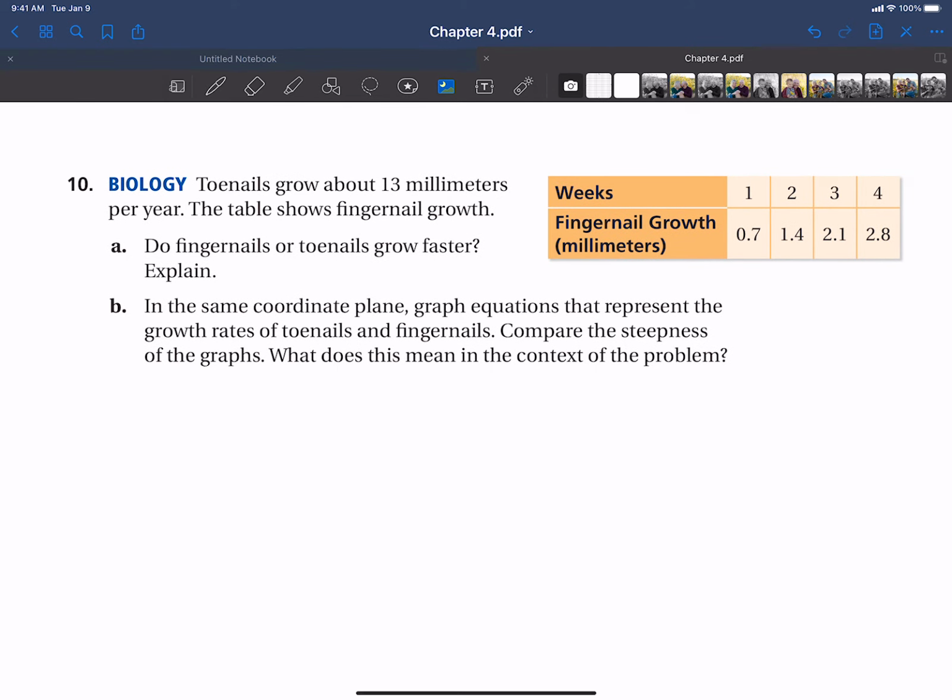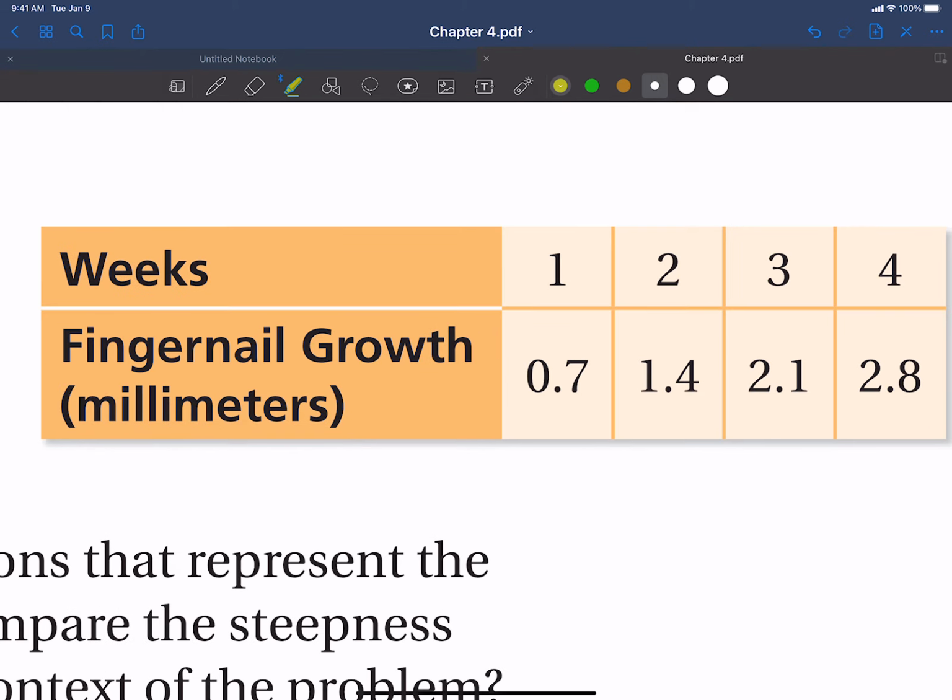Toenails, how great is that? Delicious. Yummy. Let's talk about toenails. Toenails grow about 13 millimeters per year. That's not that much. The table shows fingernail growth. For example, week number 1, how long did the fingernail grow? 0.7 millimeters. Week number 2, 1.4. Week number 3, 2.1. And week number 4, 2.8.